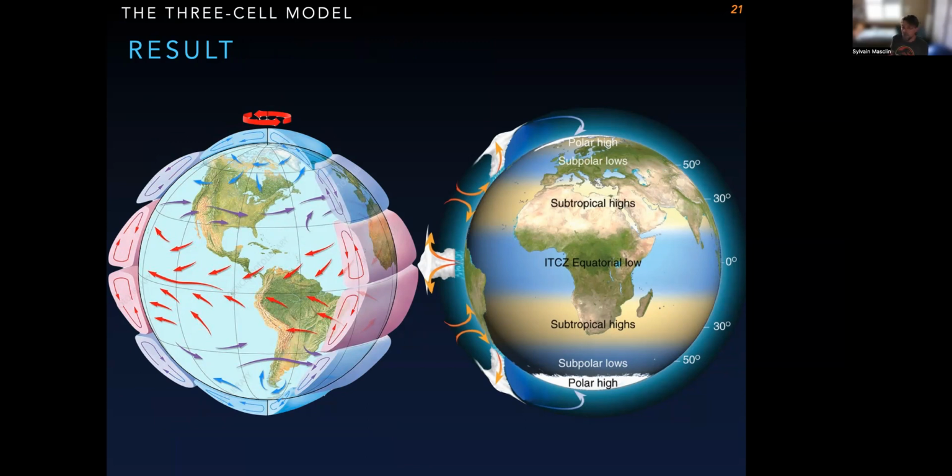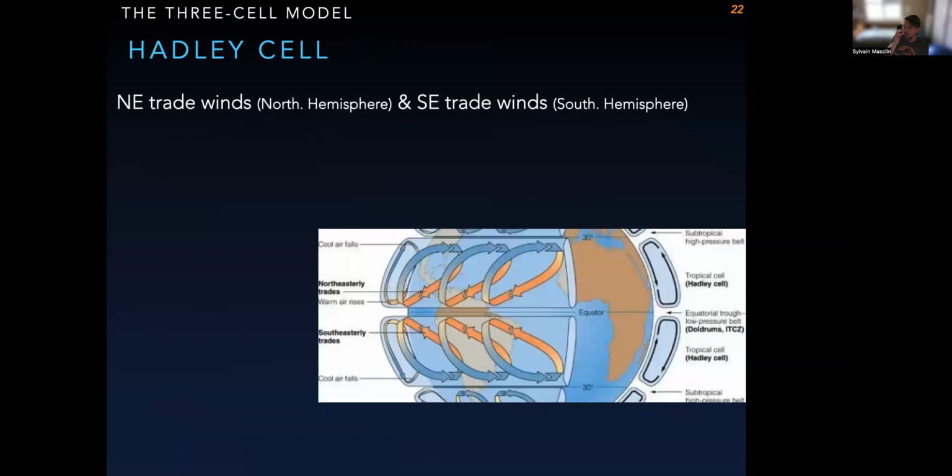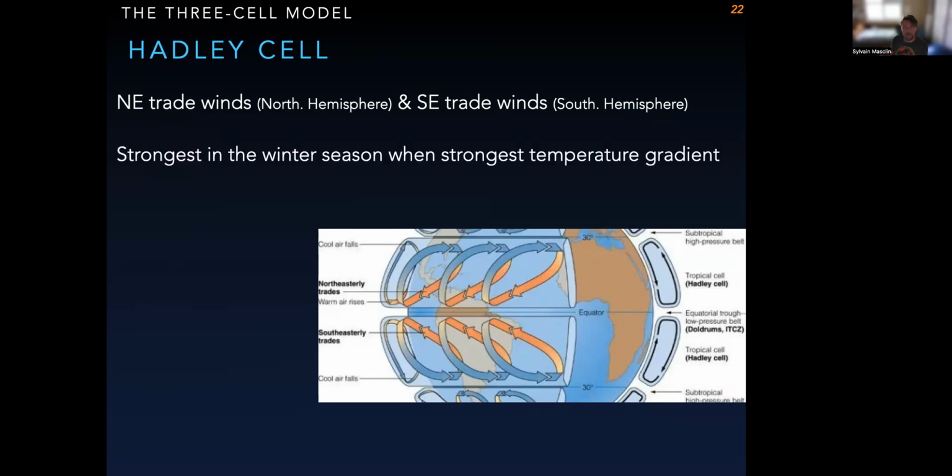If we go quickly into each cell, we can provide some description of it. The Hadley cell is where we observe the trade winds, also called easterlies. Both names are fine. Those are winds moving from the northeast toward the southwest. In the southern hemisphere, they are just symmetric, so they blow from the southeast to the northwest. Those winds tend to be stronger during winter time because of the higher difference in temperature. This is one thing that we tend to observe, stronger wind during winter time.